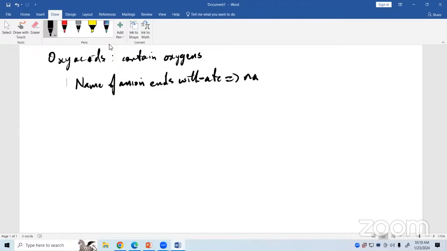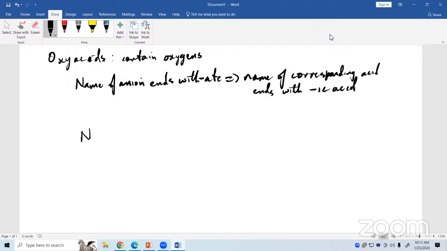Then the name of the corresponding acid ends with ic acid. All right. So you start off with the name of the anion. If the name of the anion ends with ATE, then the corresponding name of the acid ends with ic acid.